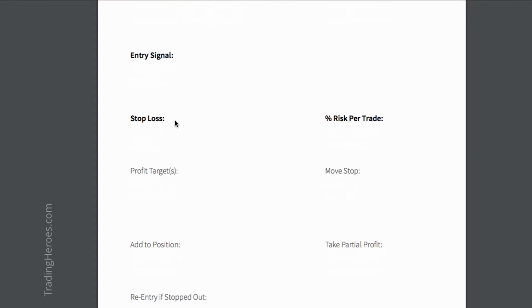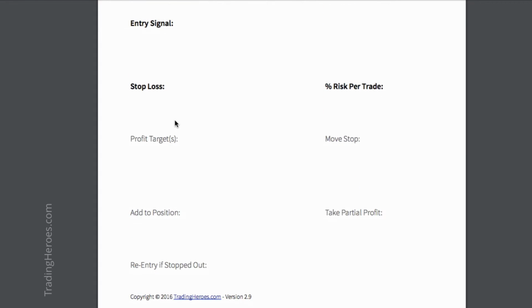So stop loss, where do you place the stop loss? Be specific. Percent risk per trade. You may or may not fill this out, but for backtesting it's very important, and for live trading it's very important. So be sure to definitely put your risk in there and understand how much you can really lose on each trade.